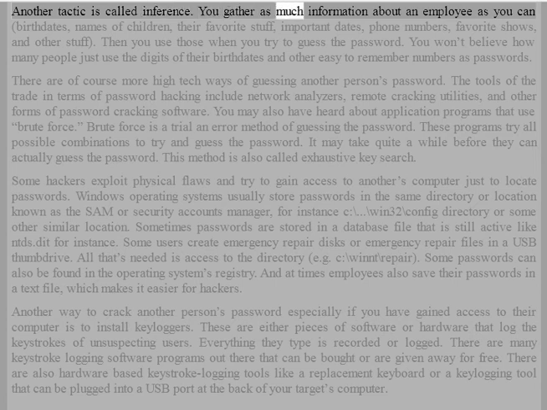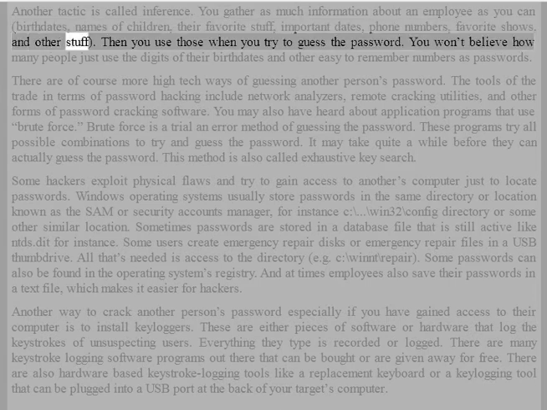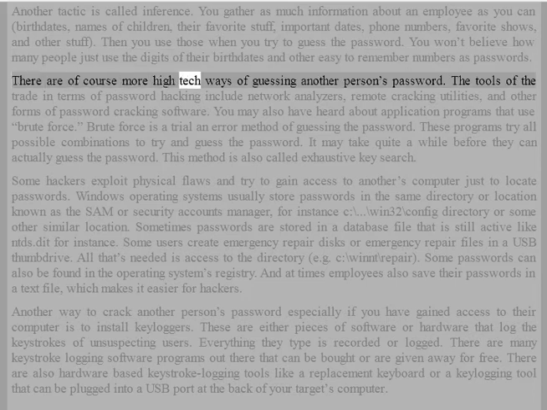You gather as much information about an employee as you can: birth dates, names of children, their favorite stuff, important dates, phone numbers, favorite shows, and other stuff. Then you use those when you try to guess the password. You won't believe how many people just use the digits of their birth dates and other easy-to-remember numbers as passwords. There are of course more high-tech ways of guessing another person's password.